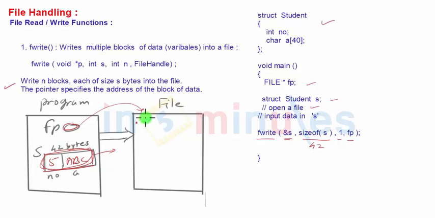So these 42 bytes will be copied into the file as they are in memory, and there will be 42 bytes of data copied into the file. And obviously it will represent 5 and ABC.